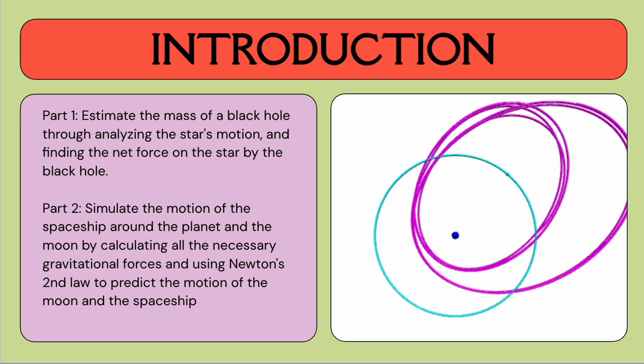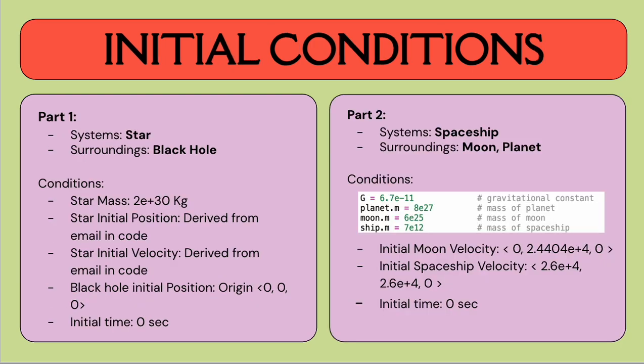The results of this lab yielded an average black hole mass of about 9.7 times 10 to the 33 kilograms, as well as a configured orbit of a spaceship around its moon and planet, as seen on the image to the right. For Part 1, the system was a star and the surrounding was a black hole. The initial conditions were as listed. For Part 2, the system was a spaceship and the surroundings are the moon and the planet. The initial conditions are also listed below.